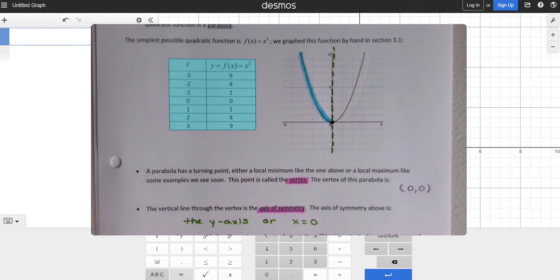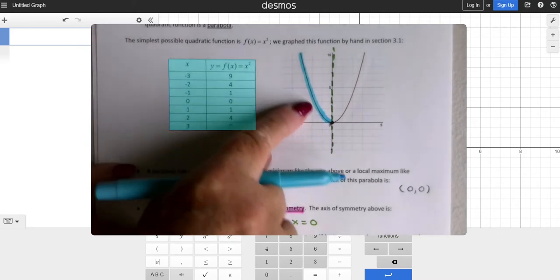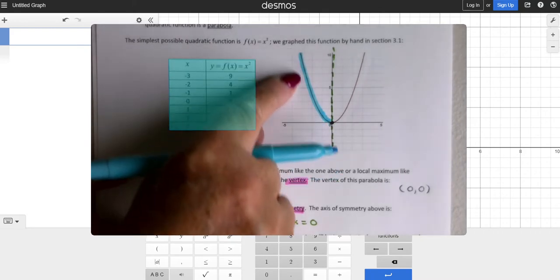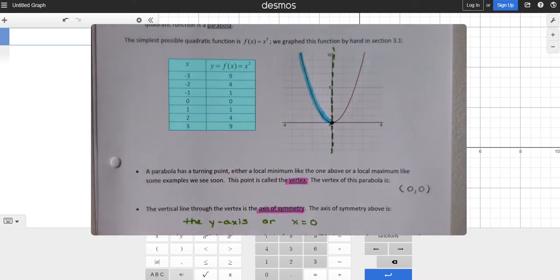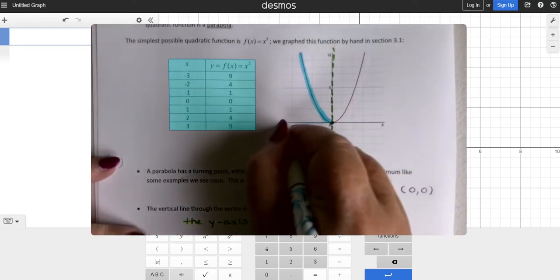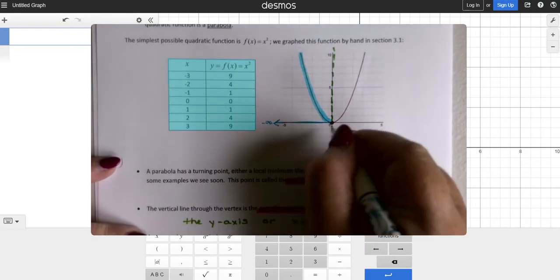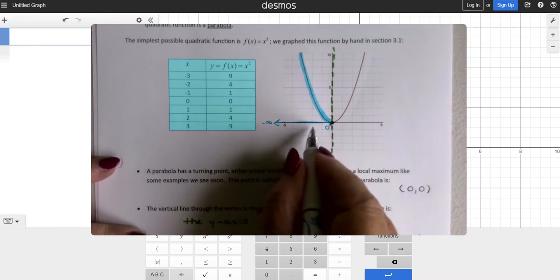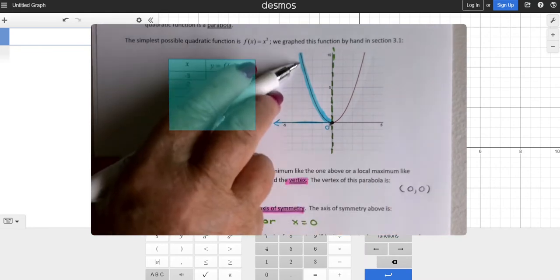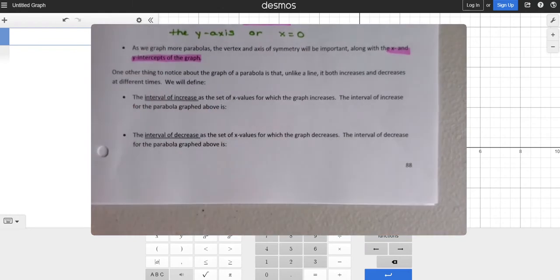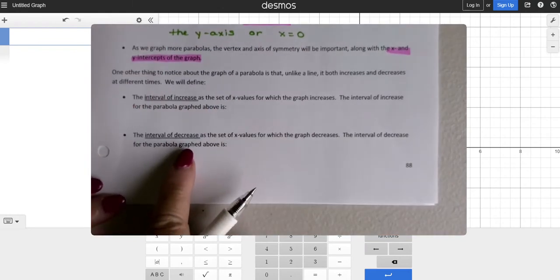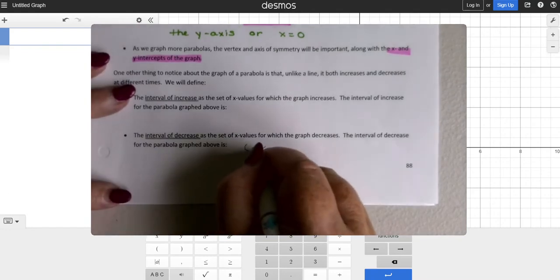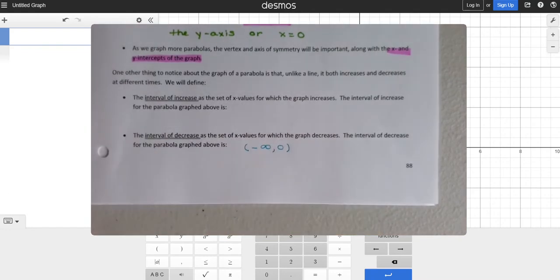Now, when we describe the interval of decrease, we actually give the x values that are associated with that part of the graph. Those x values would go from negative infinity to 0, right? All of those x values are associated with a decreasing graph. So I'm describing the x values, not the y values. So I'm going to say here, and I actually did the second one first, the interval of decrease goes from negative infinity to 0.